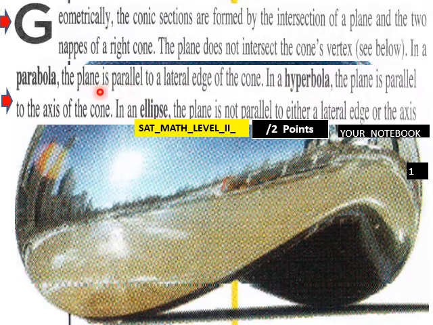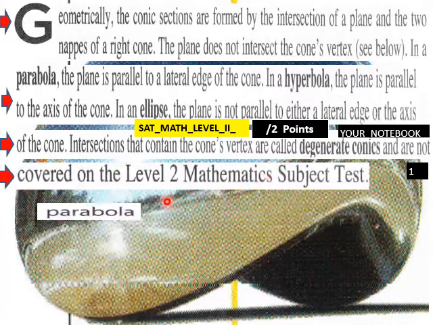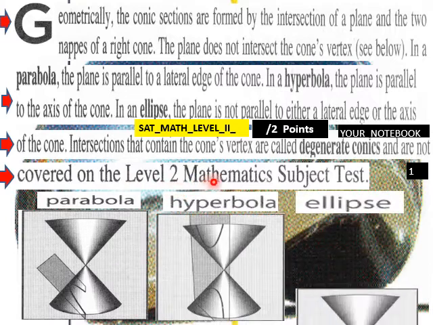In a parabola, the plane is parallel to the lateral edge of the cone. In a hyperbola, the plane is parallel to the axis of the cone. And then in an ellipse, the plane is not parallel to either a lateral edge or the axis of the cone. Intersections that contain the cone's vertex are called degenerate conics and are not covered in the Level 2 Math subject test.